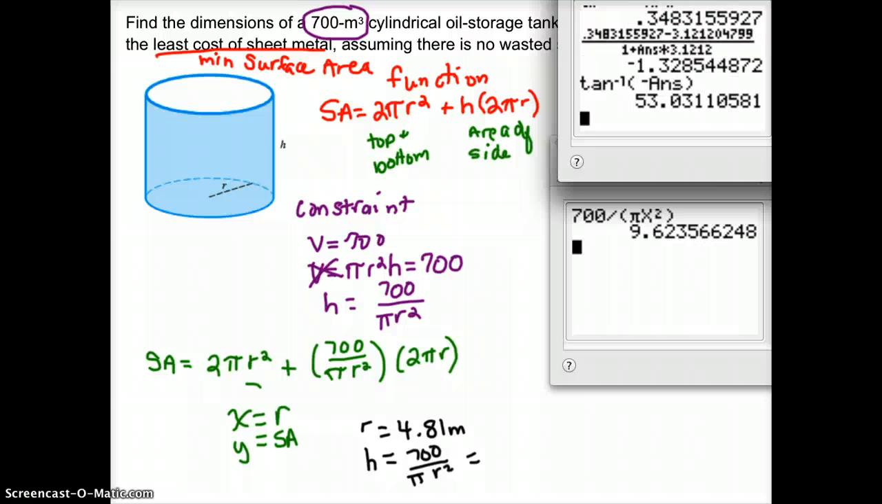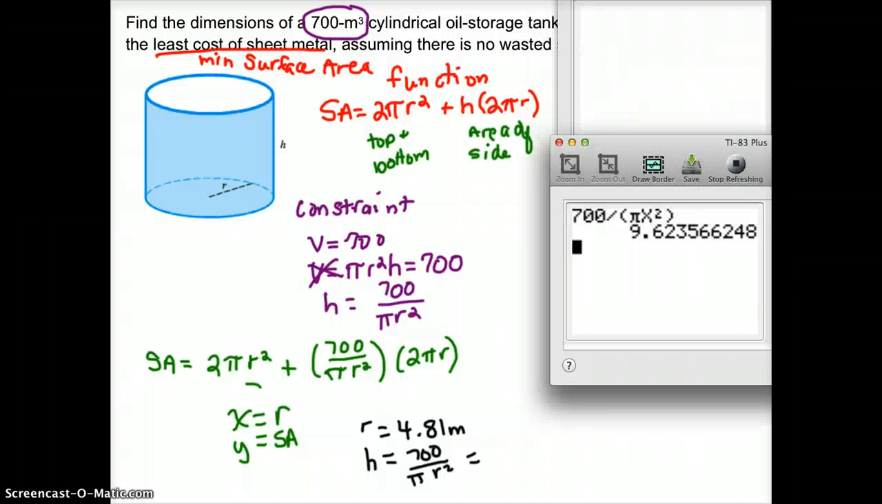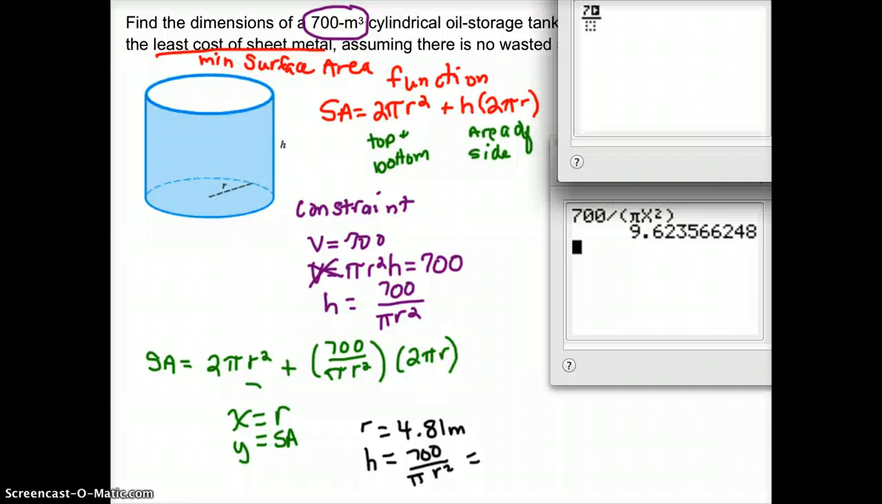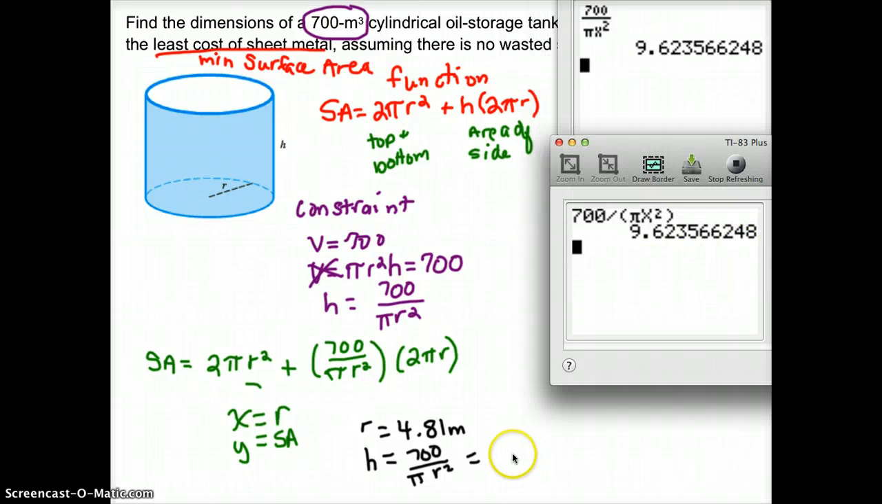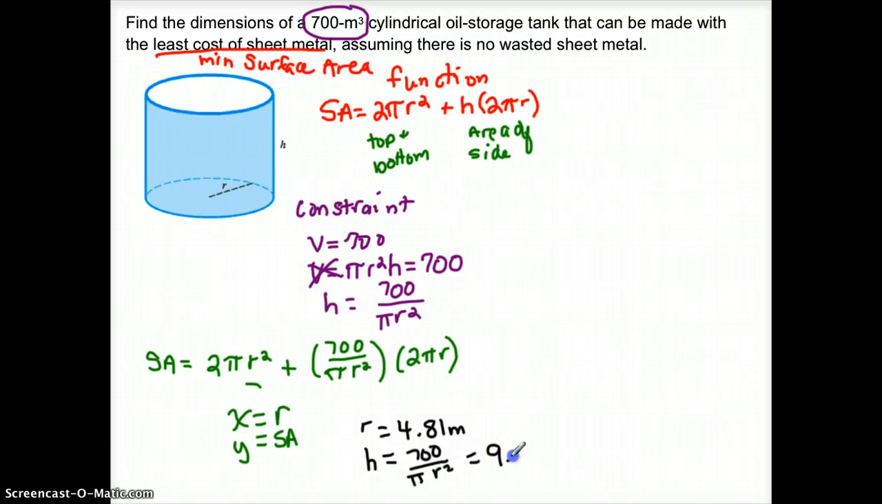On the 84, do the same idea, except now I can actually build a fraction, so alpha F1, and we're going to have 700 in the numerator, press the down button, and then pi x squared in the denominator. Press enter and I should get that same answer. All right, so 9.62, and that also will be in meters. So the dimensions of my cylinder that'll use the least amount of sheet metal, but still hold 700 cubic meters, will be a radius of 4.81 meters and a height of 9.62 meters.